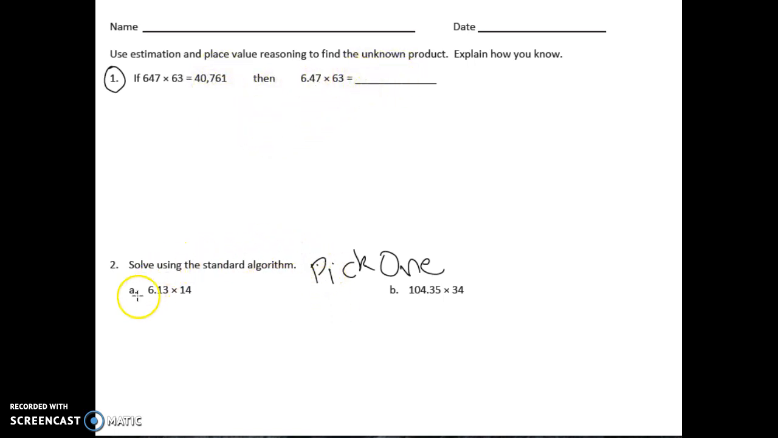The next thing I would like for you to do is pick one, either A or B, and on this one it's just standard algorithm only. That's it. So it's doing it parent style on the math. So do the first one and then pick one of the other two.